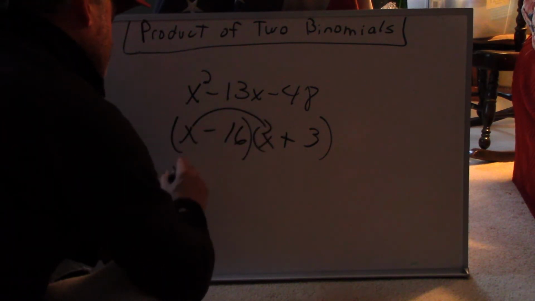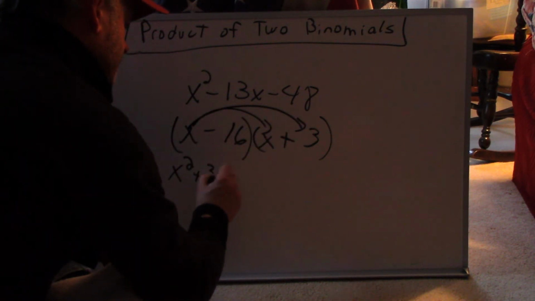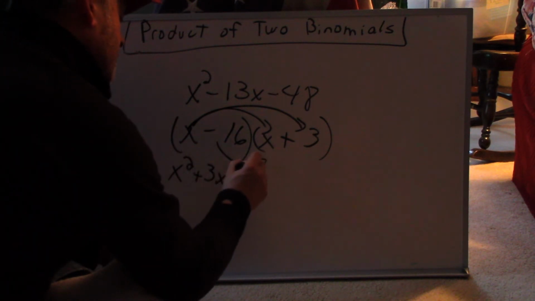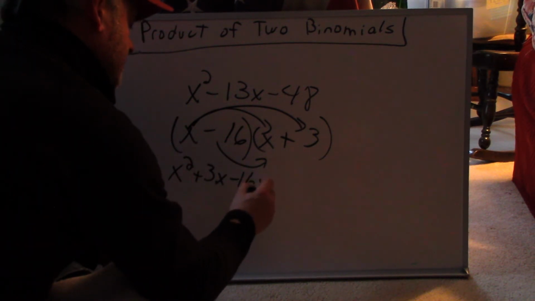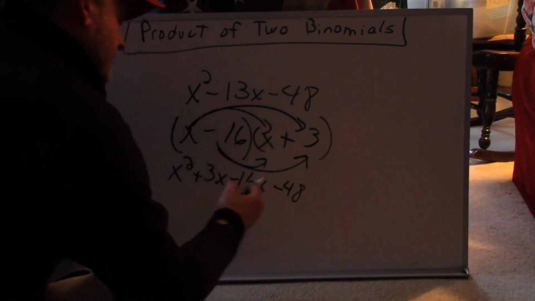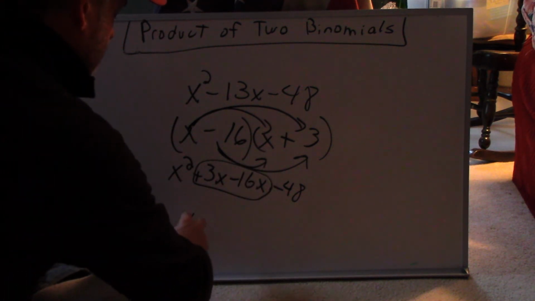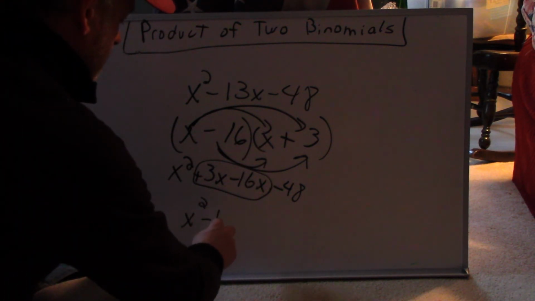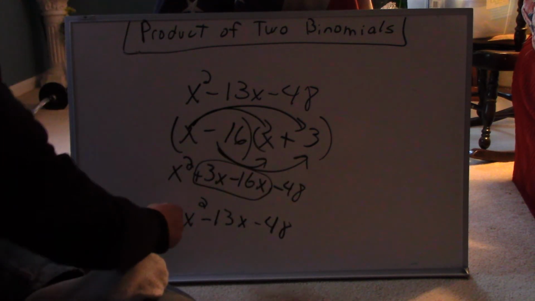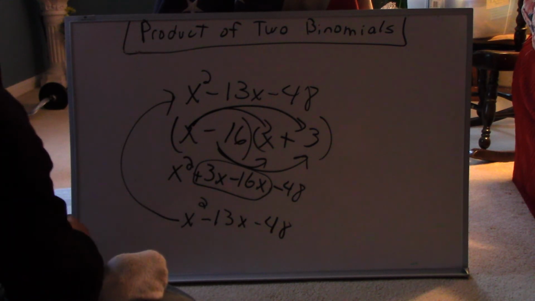X times x is x squared. Then I do x times 3 is 3x. And then I do negative 16 times x, negative 16x. And negative 16 times 3 is negative 48. And then I combine like terms, which are the 2 in the middle. And I get x squared minus 13x minus 48. And that is identical. That's how I know I did it correctly.